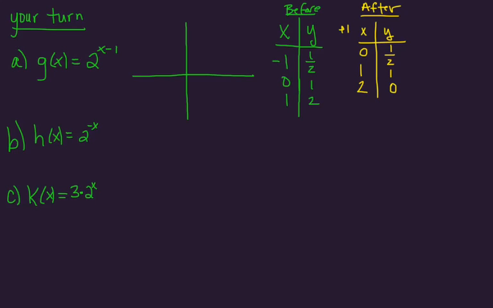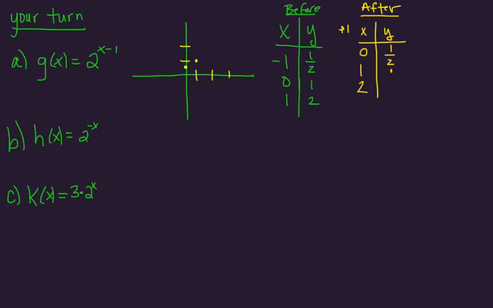Now let's go ahead and graph those points. So we have the point 0, 1/2 as the first point. It goes right here. Then we have the point 1, 1. And the point... I should probably fix that. Hold on. What's wrong with my y coordinates? Yeah, it's going to be 2 over there. Sorry about that.